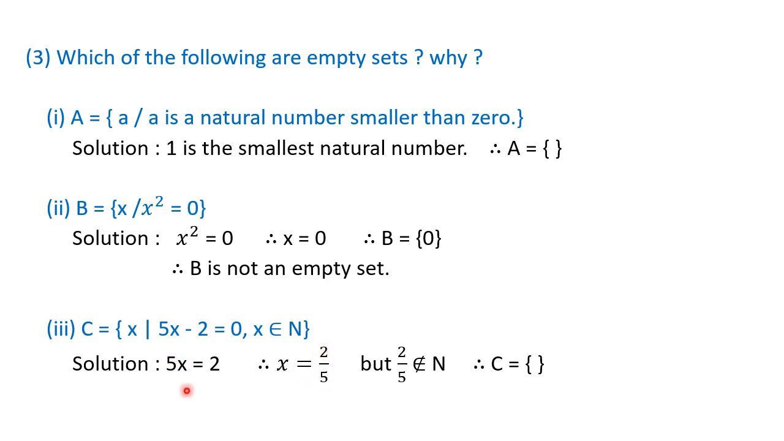This 5 will come in division here. But see, it's a fraction. So, we can say that 2 upon 5 does not belong to natural numbers. Therefore, C is an empty set. Okay. So, I hope you must have understood how to justify the answer.